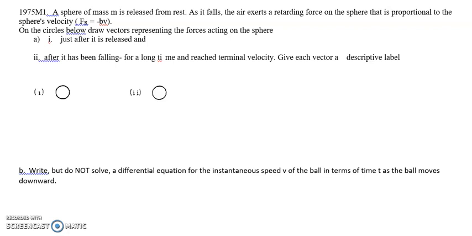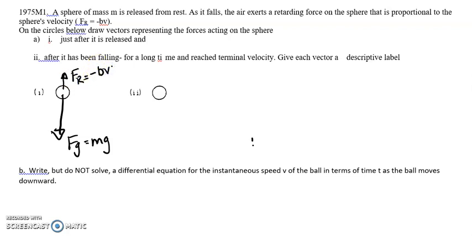So we have a sphere of mass m released from rest. As it falls, the air exerts a retarding force on the sphere that is proportional to the sphere's velocity, Fr equals negative bv. On the circles below, draw vectors representing the forces acting on the sphere. So for I, just after it's released, we know gravity always acts on things with mass. Sorry about that. Crazy screen. Okay, great. So we have gravity right here, which is just going to be mg. The retarding force is going to be going the opposite direction. Just after it's released, the velocity is going to be pretty small, so it's not going to be too big of a force. I'll put that on here.